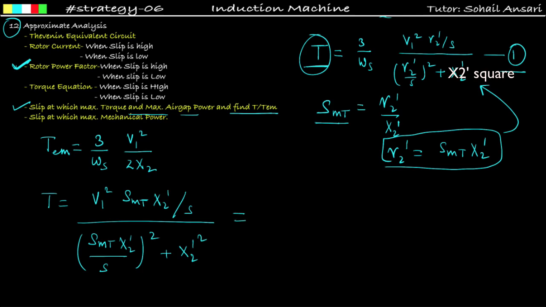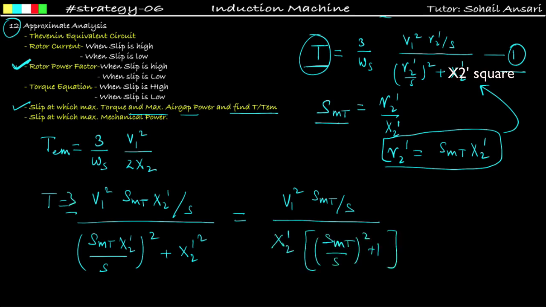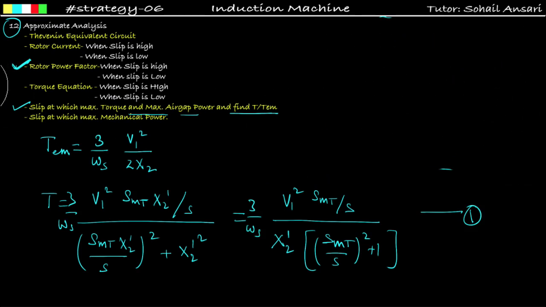So from here I can easily say it will be equal to V1 square into Smt upon s by (x2 dash common, Smt upon s) whole square plus 1, multiplied by 3 upon omega s also. This is the normal torque equation in terms of Smt. Now you have to find the value of T upon Tem. So this is equation second and this is equation first.